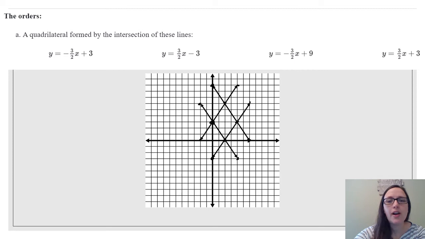All right, so I went ahead and graphed each of these lines to save us some time. Remember that this number is where we start. So I started at 3 on the graph, the y-intercept, and then this is the slope, which is what we use to graph the next point. So we go down 3 and over 2, and that's how I got that next point right there.